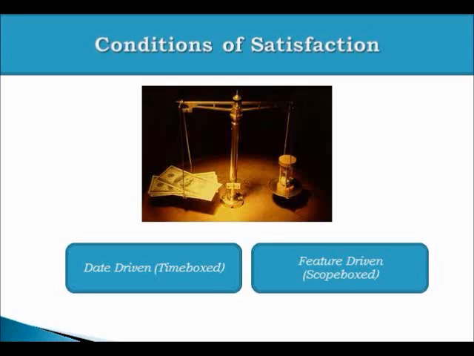Now these conditions of satisfaction could be date driven, could be scope driven. So when the release plan is date driven, it is called time boxed. When the release plan is primarily driven by the scope, it is called scope boxed. But in Agile, you may wonder, can we have a scope boxed release plan? Yes, we can, especially if we are launching the product for the first time in the market. When we are launching it for the first time in a market, we may have some primary features which must be developed before the product can be introduced to the end user.